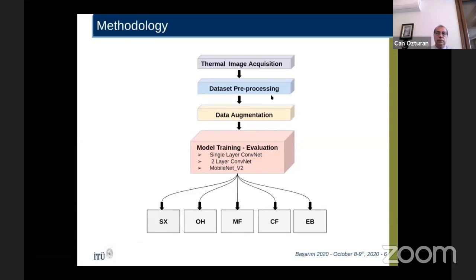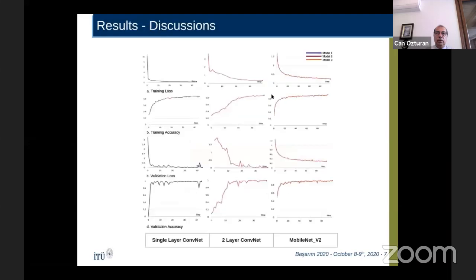Now, by implementing this schematic, here are the results that we got. So on this first column, you can find four graphs. The first graph is the training loss that we obtained for the single layer convolutional neural network. The second is the training accuracy. The third is the validation loss. The fourth is the validation accuracy.